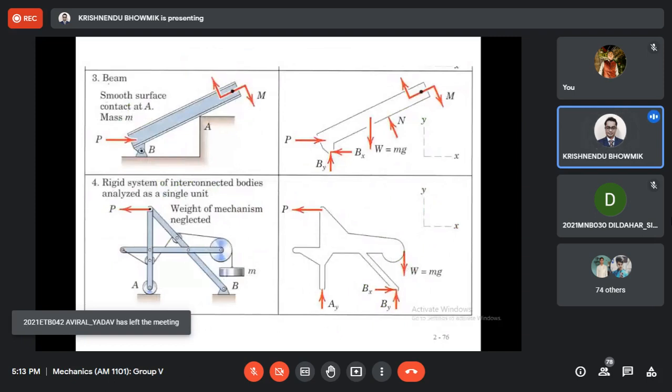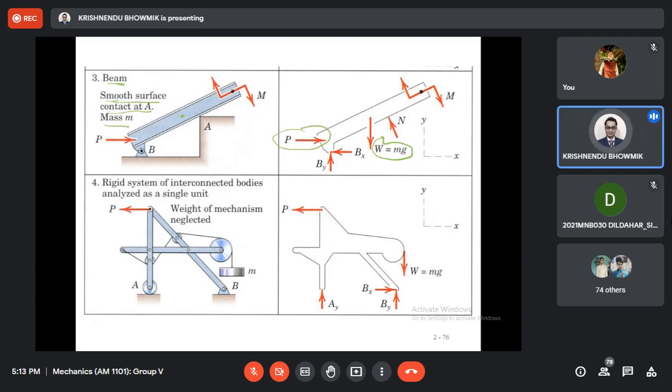Now we have a beam, a smooth surface, contact is at A and mass is m. This is the centroid. Through the centroid, this weight will act. Now this P has been applied, you have to show the P. This moment has been applied, you show the moment. It's a couple basically. Then x and y axis.